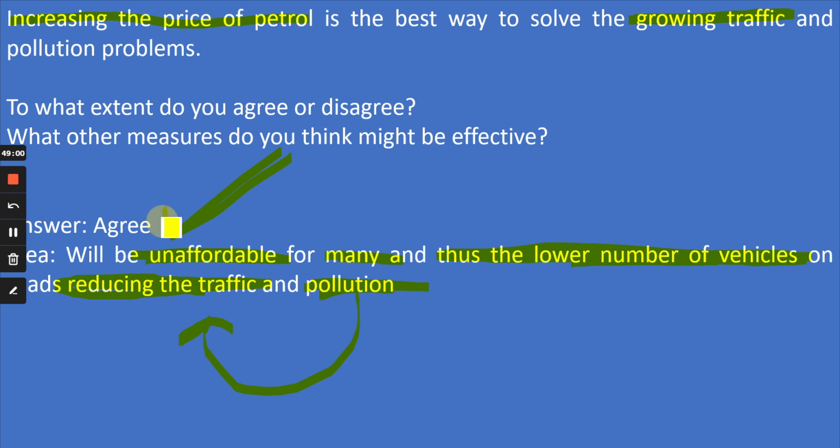Because if you increase the price of petrol, it will be unaffordable for many people, and since they cannot afford it, there will be less number of vehicles on the road. And since there will be less number of vehicles on the road, there will be less traffic and automatically less pollution.